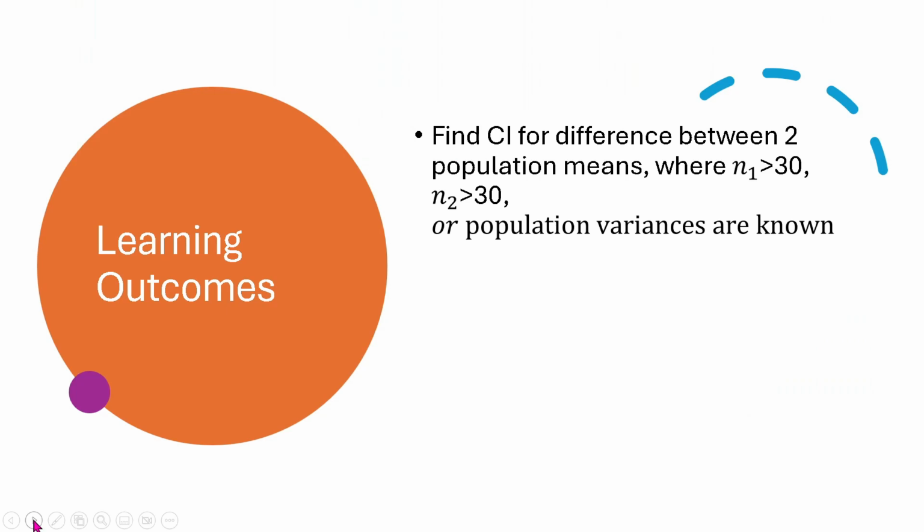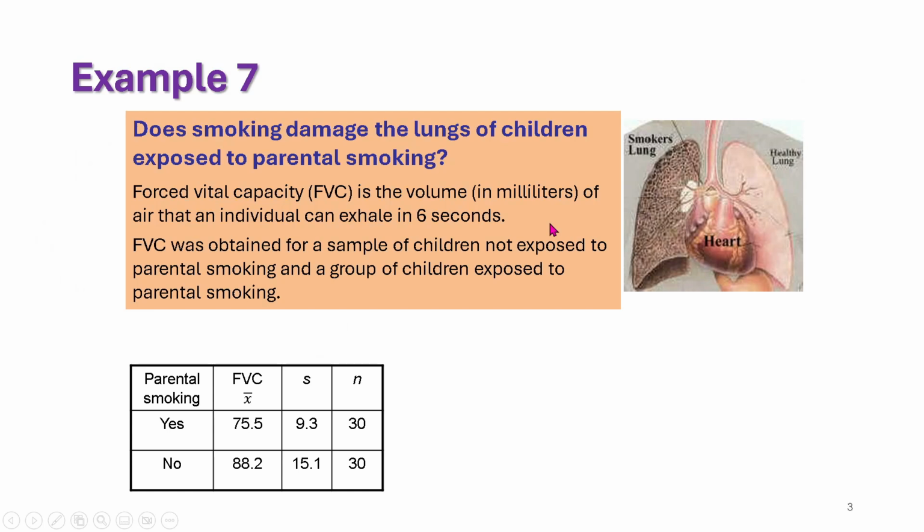The learning outcome is to find the confidence interval for difference between two population means where both sample sizes are greater than 30 or the population variances are known. Example 7 continues from the previous confidence interval for single mean, and example 6 is confidence interval for difference between two population means.